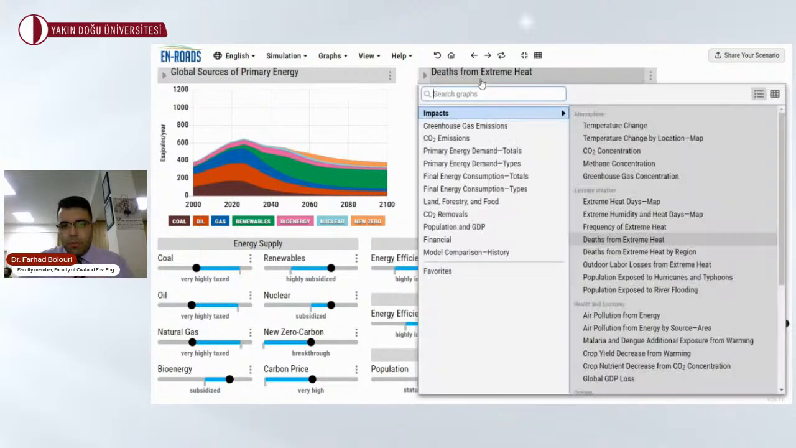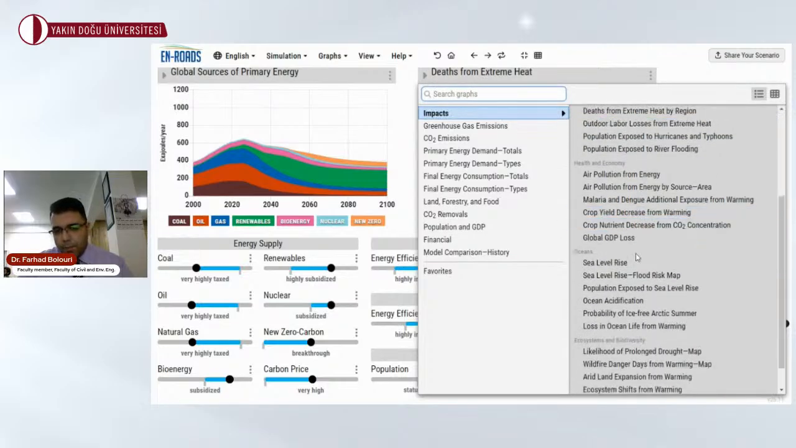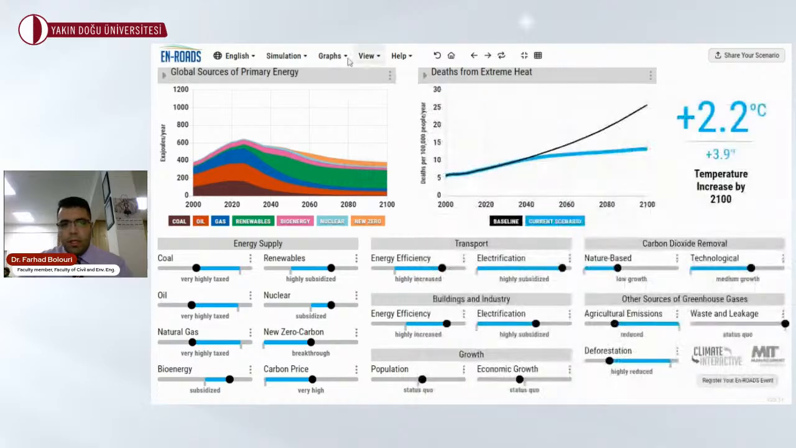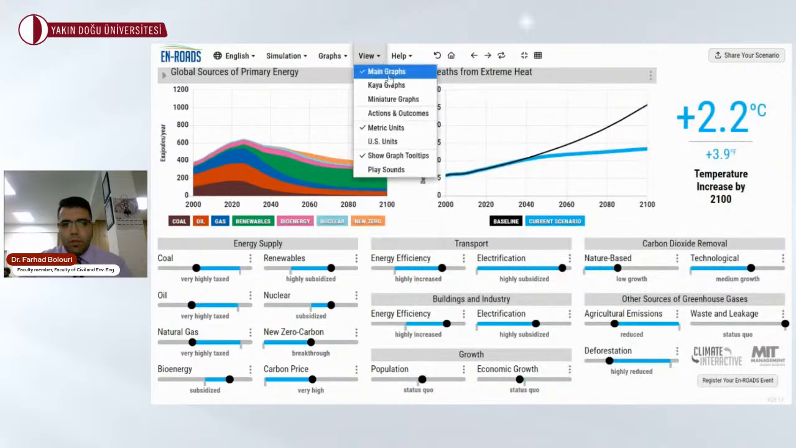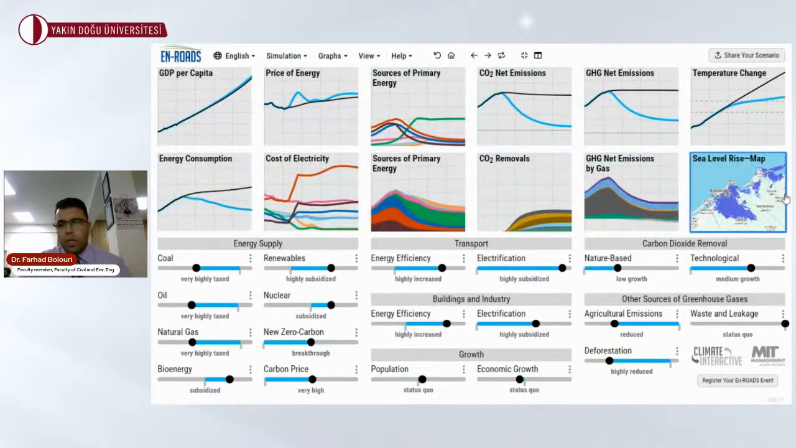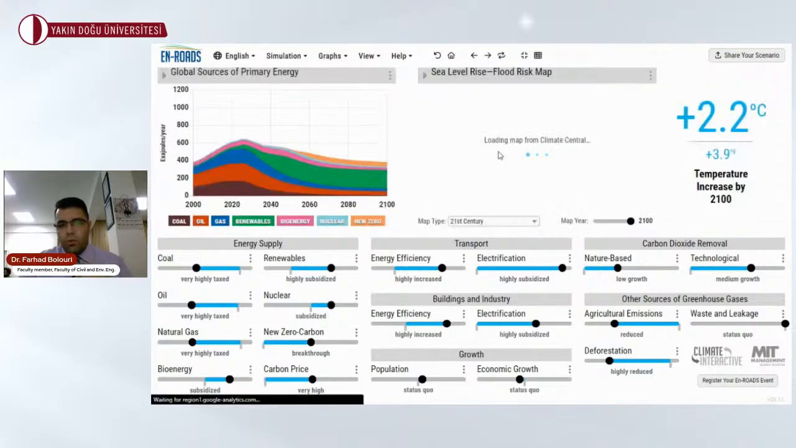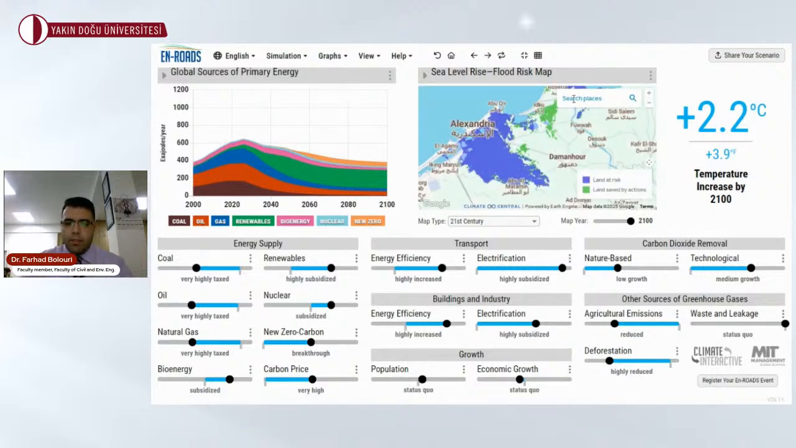Also, for example, in the impact part, I want to show you sea level rise, for example, or flood risk maps. Even for these ones, we can use this one, miniature. Yes, I want to show you here something that is related with your field, and you can use it. It is an online map, and what we want to see is what will happen in our country, in our region.